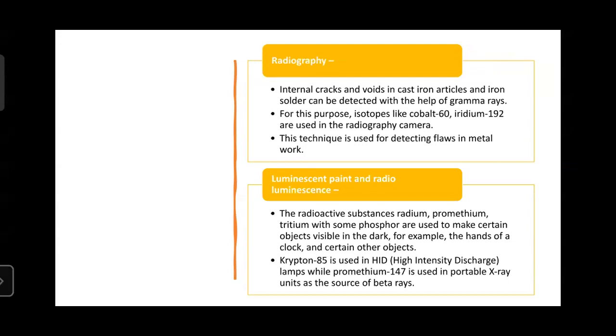Luminescent paint and radioluminescence. Here, radioactive substances like radium, promethium, tritium with some phosphor are used to make certain objects visible in the dark. For example, the hands of a clock, certain other objects. Krypton 85 is also used in HID, that is high intensity discharge lamp, while promethium 147 is used in a portable X-ray unit as the source of beta rays.